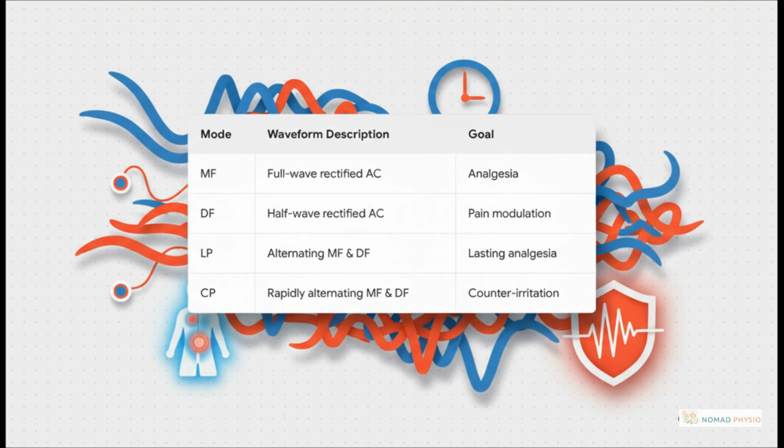First, we have monophase, fixed, or MF. This uses full wave rectification of that 50 Hz source, which results in a 100 Hz pulsed current that we use for strong sensory stimulation and analgesia. Second, diphase fixed, or DF, uses half-wave rectification, giving us a 50 Hz pulsed current. This is less intense and is often used for initial pain modulation. Then you get the combinations. LP alternates between MF and DF to achieve longer-lasting analgesia, while CP rapidly alternates them to produce a very strong counter-irritation effect.